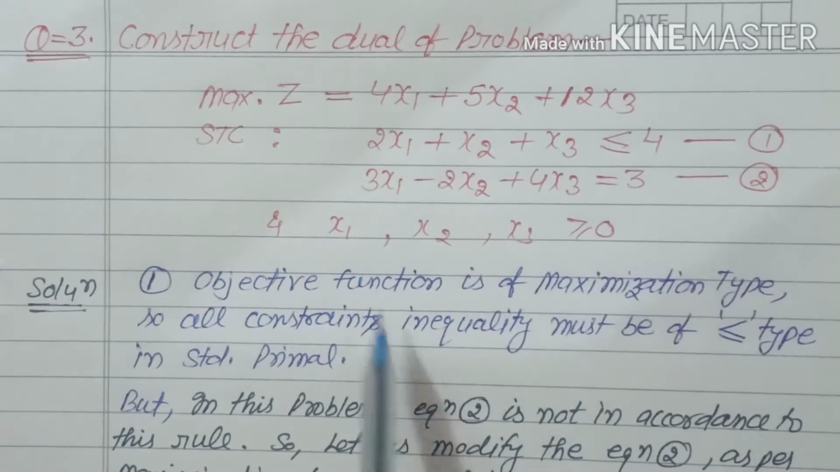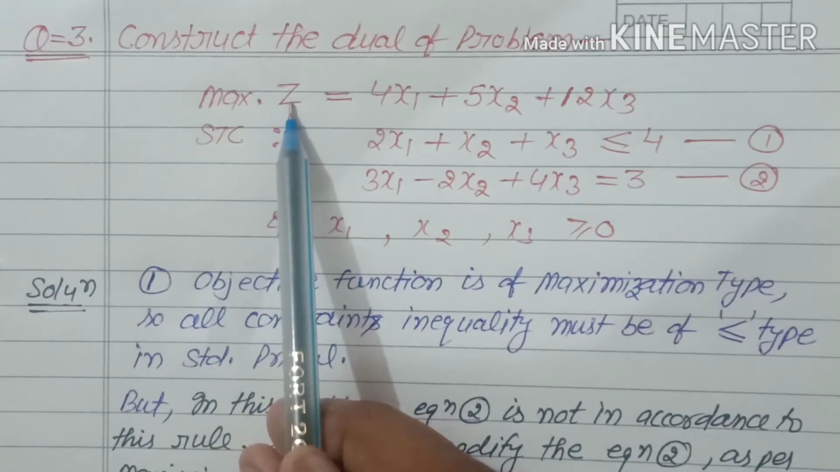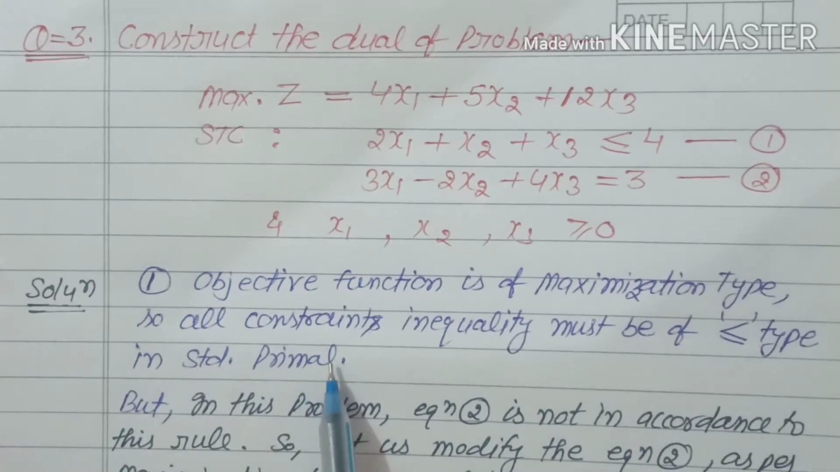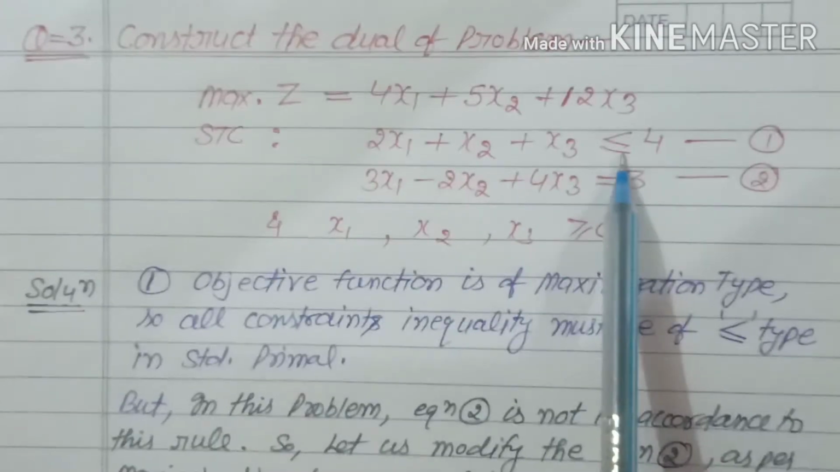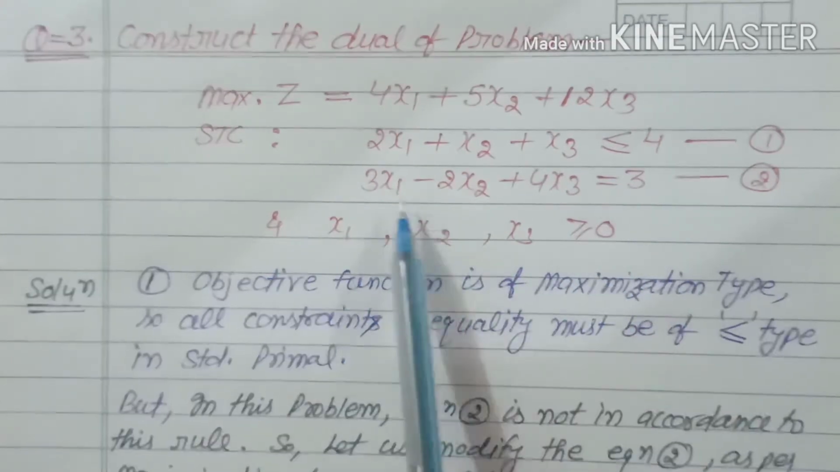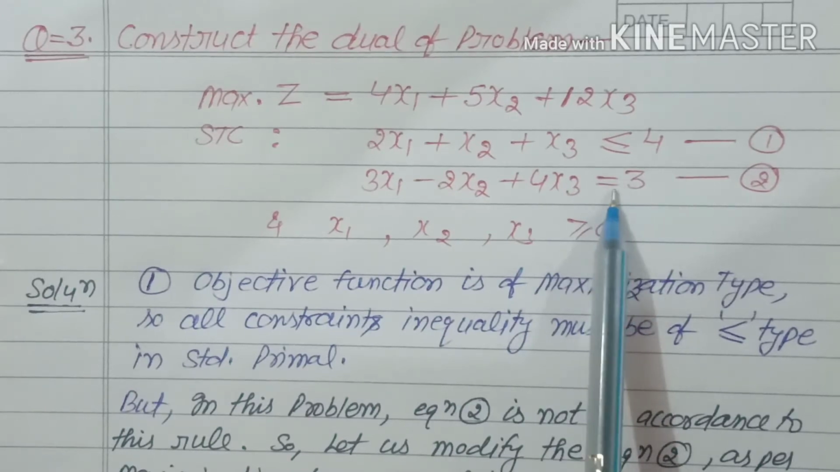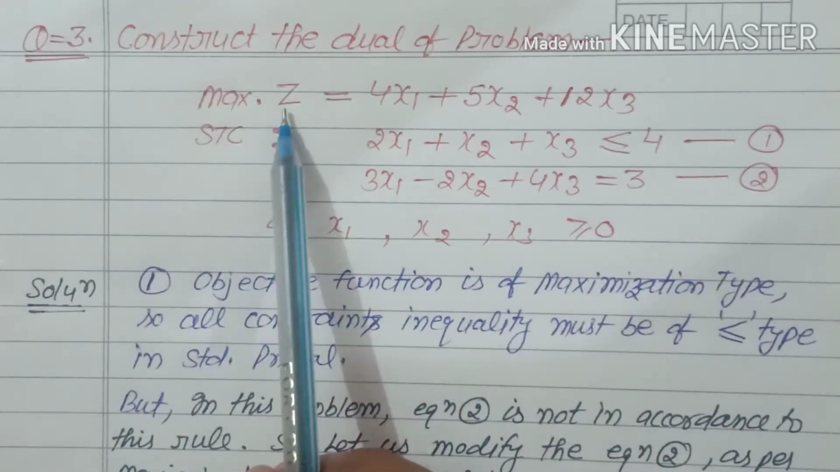First of all we have to check the objective function. Here the objective function is of maximization type, so all constraint inequalities must be of less than or equal to type in the standard primal. The first equation is in accordance with the requirement of standard LPP, but the second equation does not have a less than or equal to sign, so we have to convert this equality as per the requirement of the objective function.